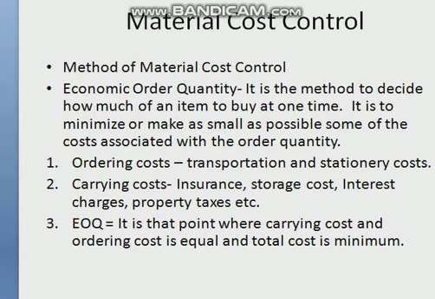to be satisfied, some goals to be met in inventory control, and these goals are often implicit. The prime objective of the computation of the order quantity for an item is to minimize, or make as small as possible, some of the cost associated with order quantity. There are two costs which are involved. One is ordering cost and another is called carrying cost.